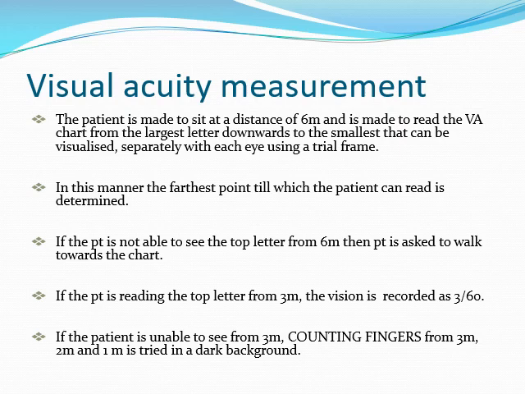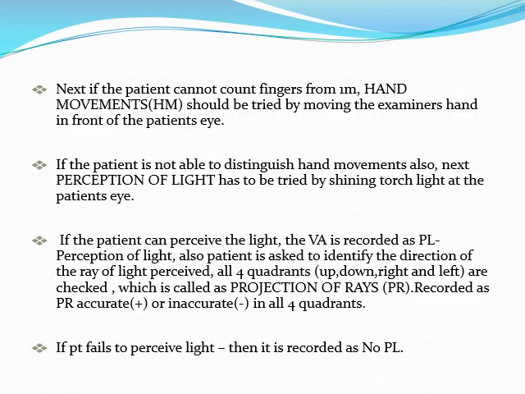If the patient is unable to see from 3 meters, counting fingers is used, in which the fingers are shown to the patient against a dark background, and the distance at which the patient can count fingers, whether 3 meters, 2 meters or 1 meter, is recorded. If the patient cannot count fingers even at 1 meter, then hand movements should be tried by moving the examiner's hand in front of the patient's eye.